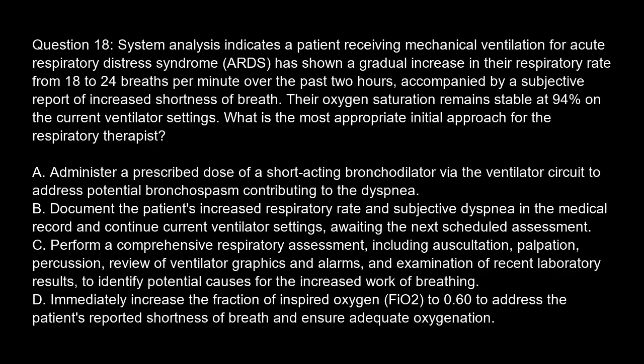Option C. Perform a comprehensive respiratory assessment, including auscultation, palpation, percussion, review of ventilator graphics and alarms, and examination of recent laboratory results to identify potential causes for the increased work of breathing. Option D. Immediately increase the fraction of inspired oxygen, FiO2, to 0.60 to address the patient's reported shortness of breath and ensure adequate oxygenation.